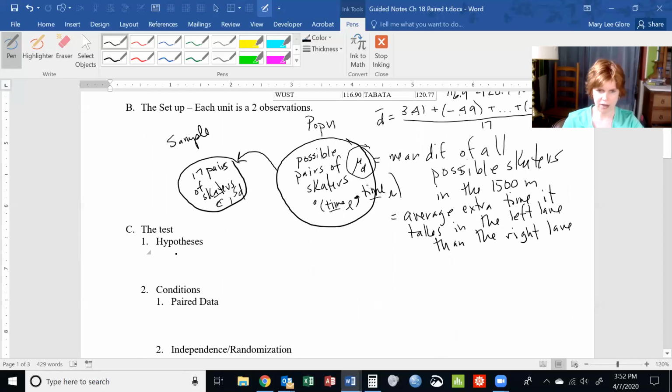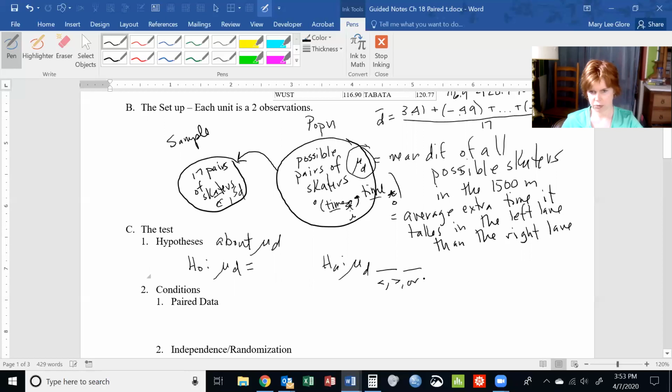All right, so our hypotheses. Our hypotheses are always about the population, and my population parameter of interest is going to be mu d. So these are going to be about mu d, about the mean difference between the inner and outer. So my null hypothesis is going to be about that mean difference, and my alternate is going to be about that mean difference. The null is always an equality, and my alternate is always an inequality, which will be less than, greater than, or not equal to some value.